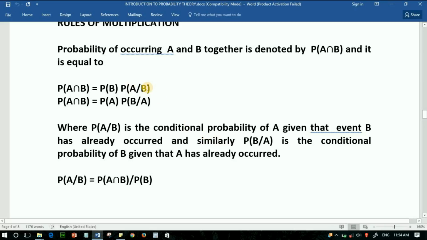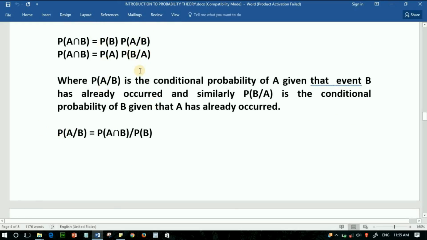So if A and B are independent, there is no meaning in probability of A given B, which is the same as P of A, and probability of B given A is equal to P of B, because A and B are independent. The happening of B does not affect the happening of A. Here, the happening of A does not affect the happening of B. So, in this case, probability of A given B is equal to P of A, and probability of B given A is equal to P of B. In other cases, probability of A intersection B is equal to P of B into probability of A given B, and P of A into probability of B given A.